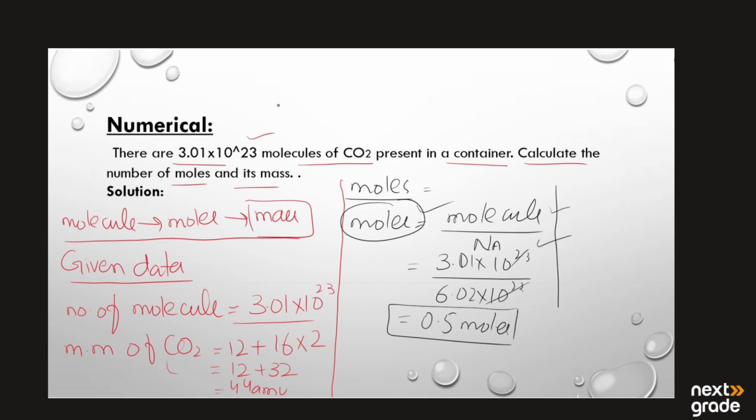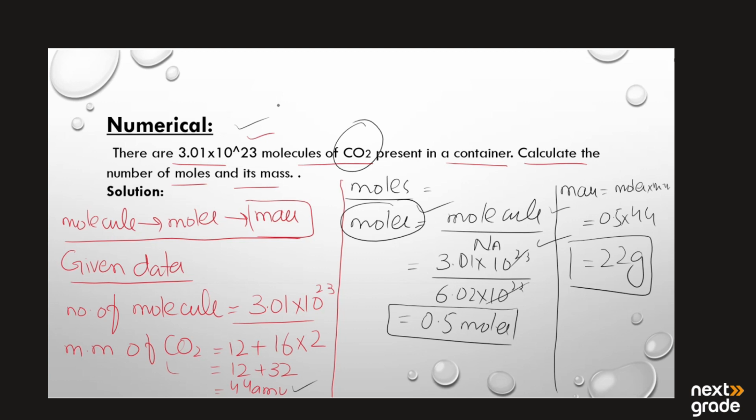So we will divide the section like this. Formula to find the mass in gram, we have mass is equal to moles multiplied by molar mass. So moles are given as 0.5 multiplied by molar mass, that we have 44. By multiplying 44 with 0.5, we will get 22 grams. It means if we have 3.01 into 10 raised to power 23 molecules of carbon dioxide, then it has 0.5 moles of carbon dioxide and 22 grams of carbon dioxide.